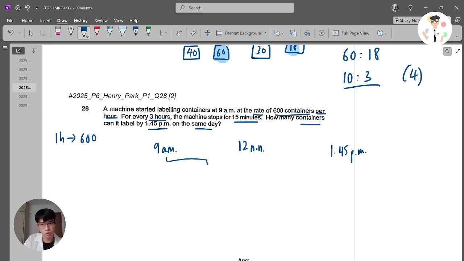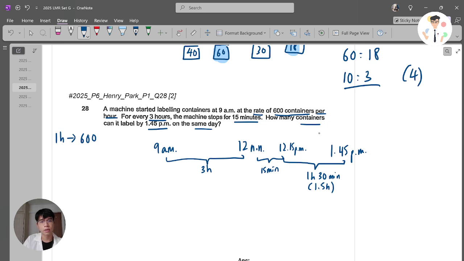So here to here is 3 hours. And after 3 hours, it will stop for what? 15 minutes, right? So 15 minutes. So it will be 12:15 p.m. And 12:15 to 1:45 is about 1 hour and 30 minutes. Or you can say it's 1.5 hours.